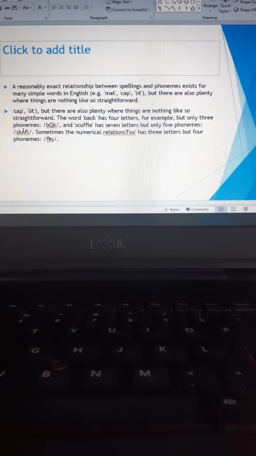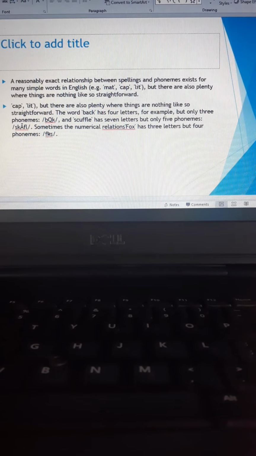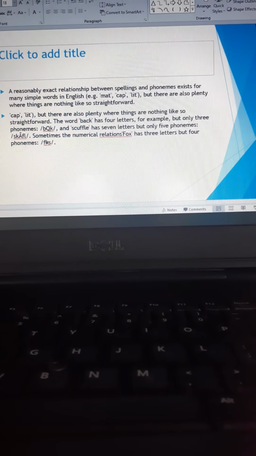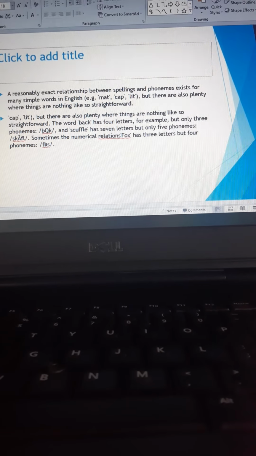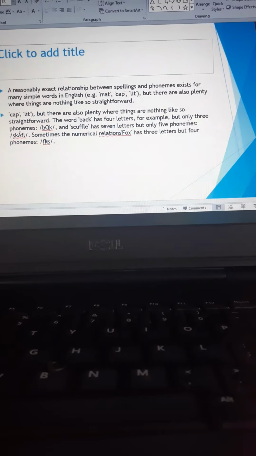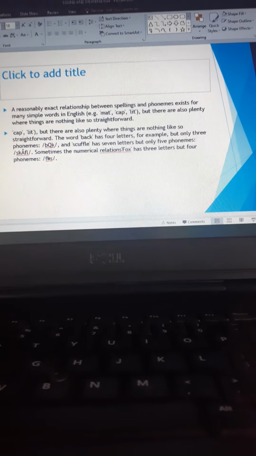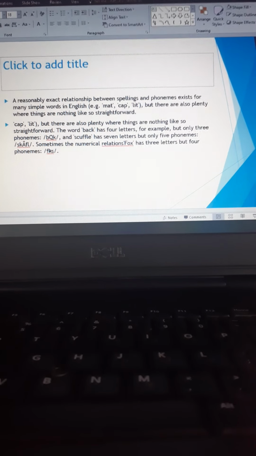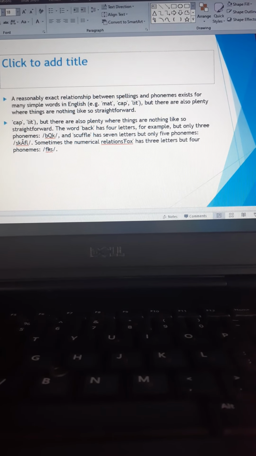A reasonably exact relationship between spelling and phonemes exists for many simple words in English. Examples of these are mat, cap, lit. But there are also plenty where things are nothing like so straightforward. The word back has 4 letters, for example, but only 3 phonemes.